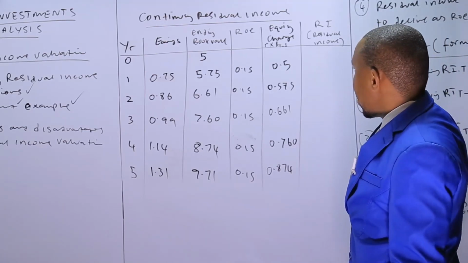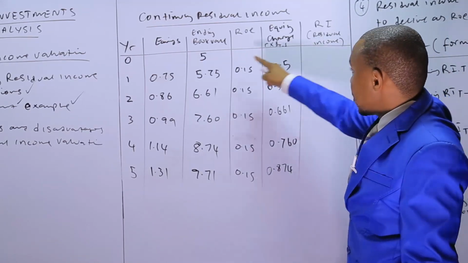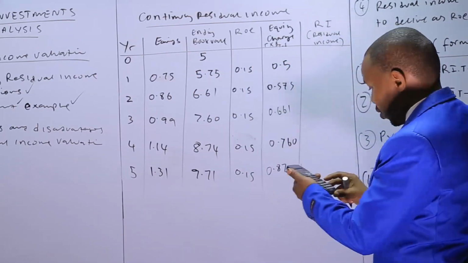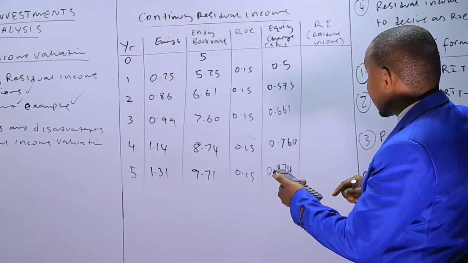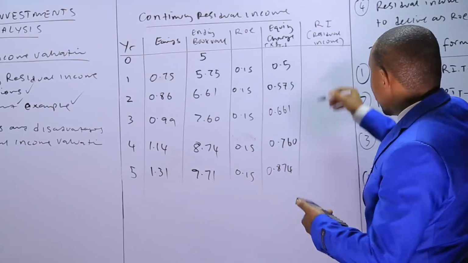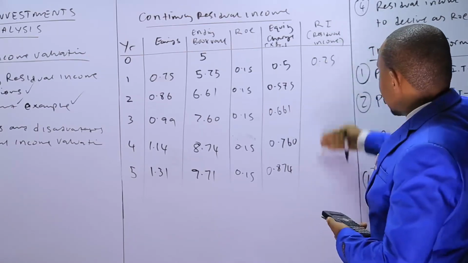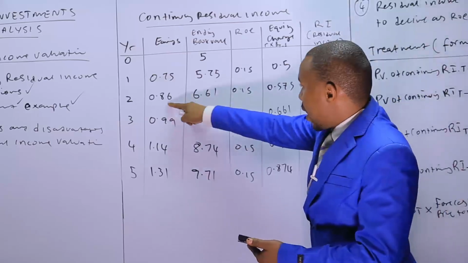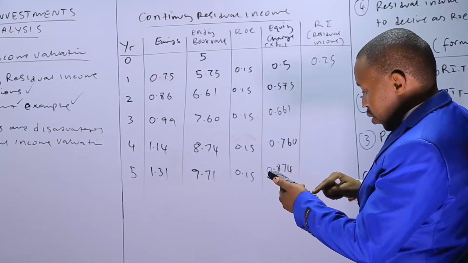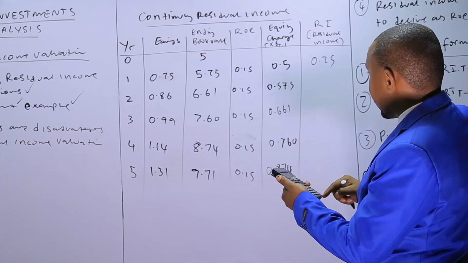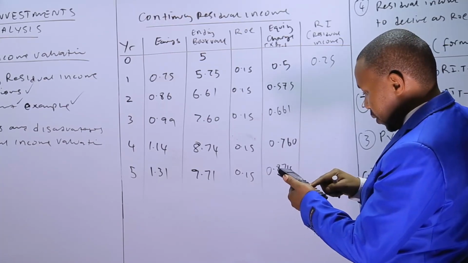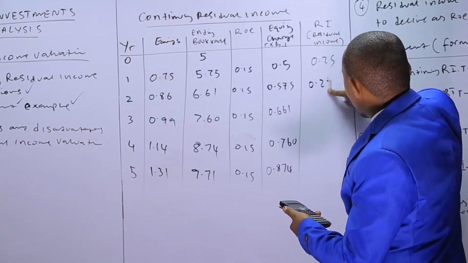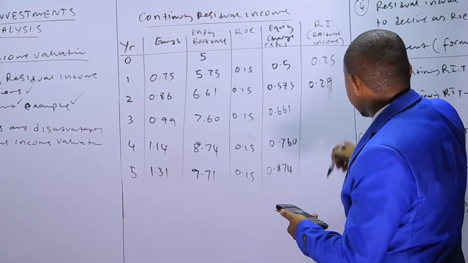The residual income now is just the earnings, this column, minus the equity charge over here. So we have 0.75 minus 0.5, 0.25. These are the residual incomes, the RIs. Now in the second case, it's just the earnings less the equity charge. 0.86 minus 0.575, we have 0.285. Let's say 0.29, 2 decimal places.